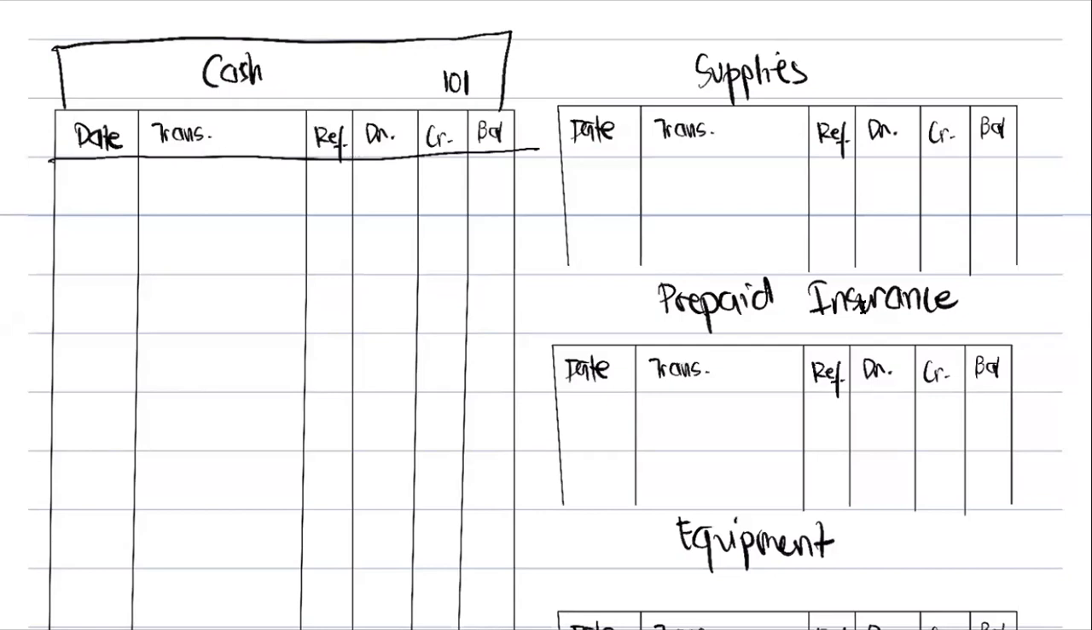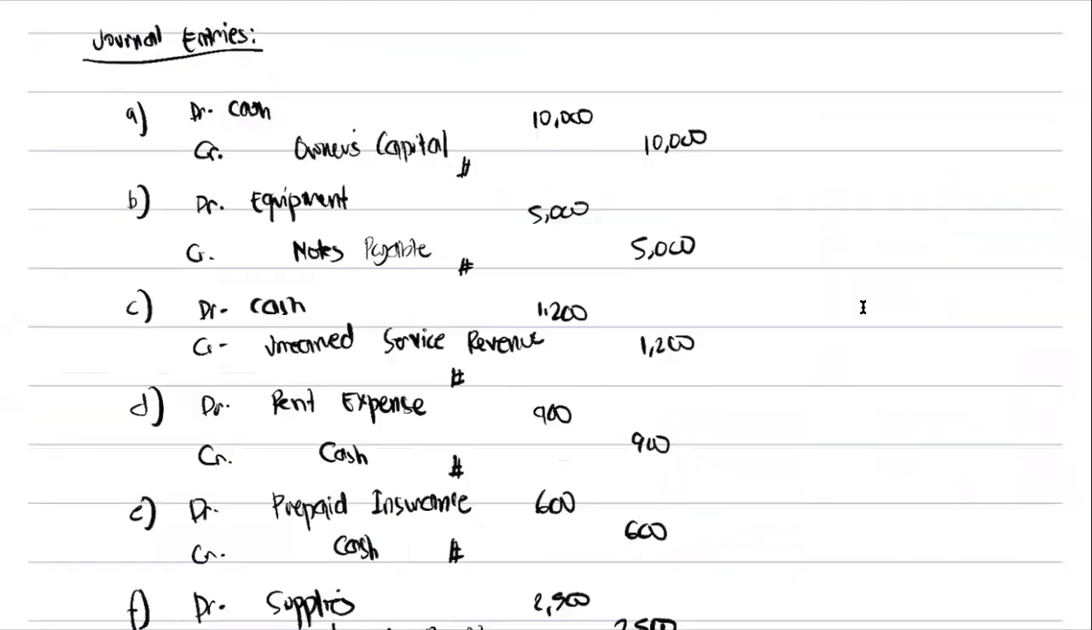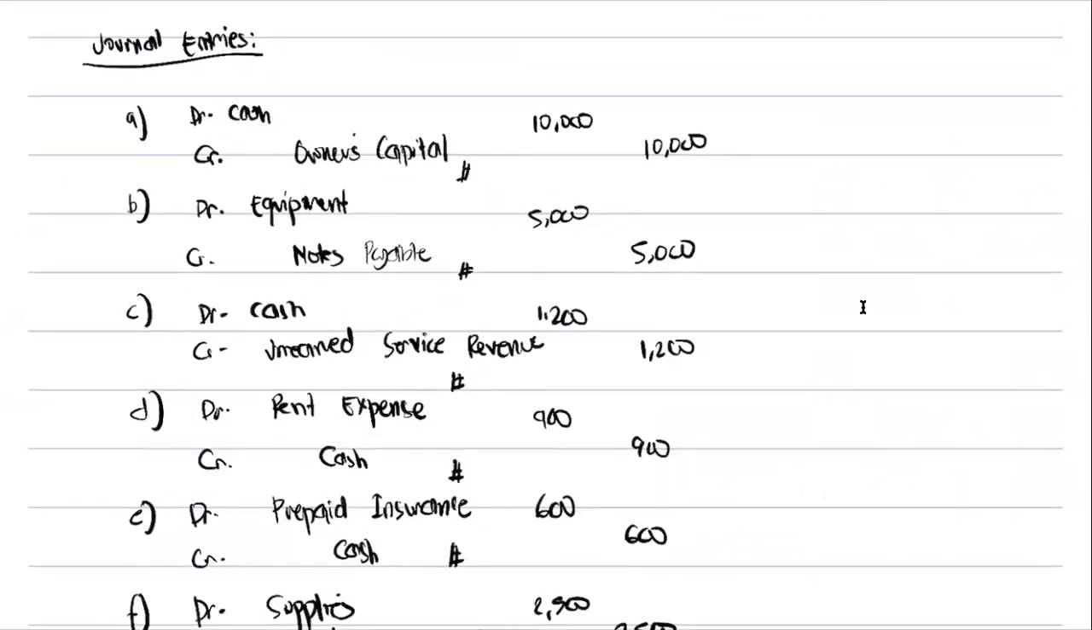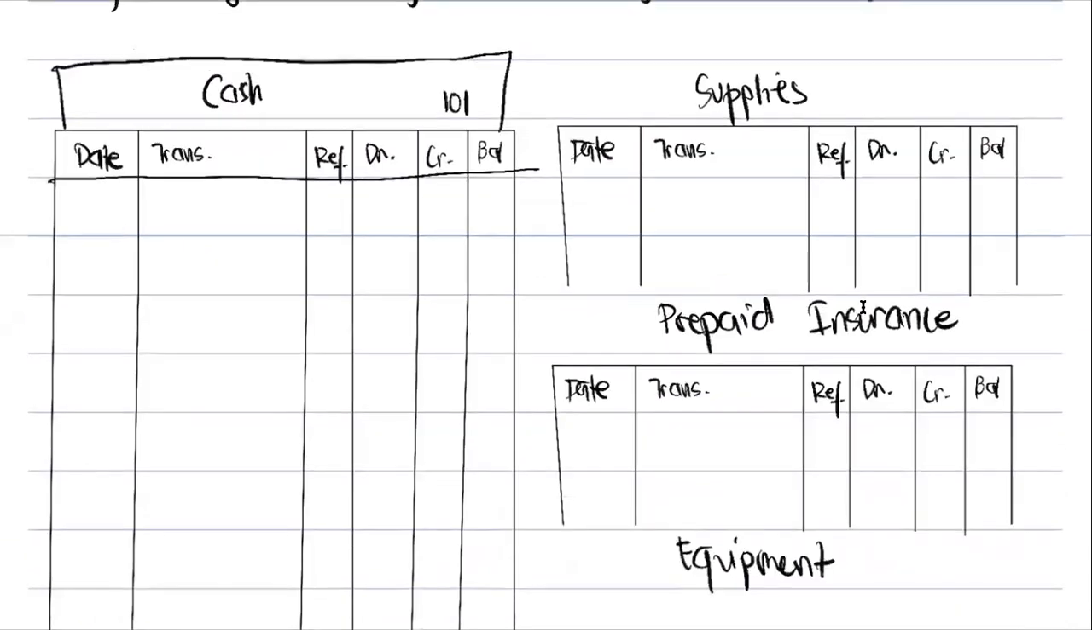So first, we look into our journal entry. In our journal entry, letter A, is there a cash? Yes. So we post this one in your cash and owner's capital. Cash is 101 and owner's capital is 301. So you place here 101 and 301, so that it means that we already posted it. So we have here the transaction is investment by the owner.